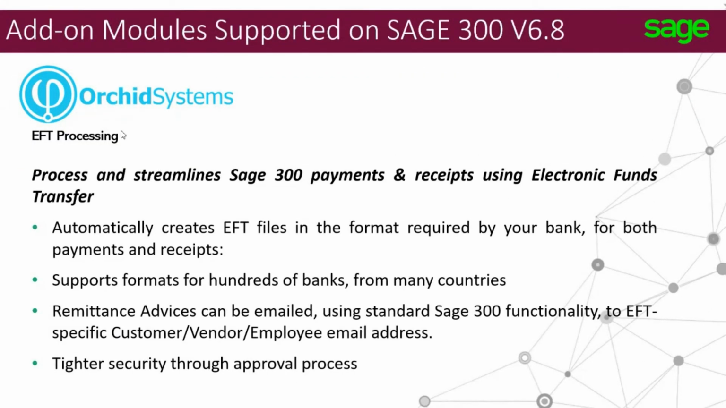Another particular module that we would like to propose here is the EFT processing, where if you want to automate some of your electronic fund transfers directly from Sage 300, Orchid Systems has a really well-developed EFT processing module, which is seamlessly integrated with your AP module as well as the GLs. So in terms of automatically creating EFT files, you would be able to use the EFT processing module, and also handle remittance advices being mailed using the Sage 300 ERP functionality as well. So it does have a few approval processes included as well. So with the EFT module, you will be able to introduce that as well.